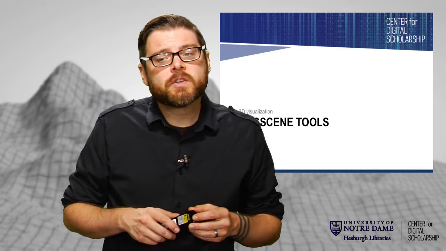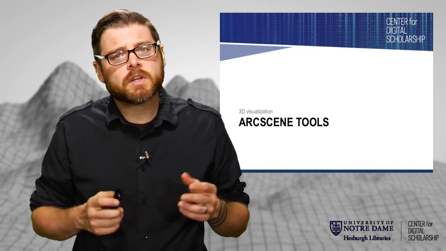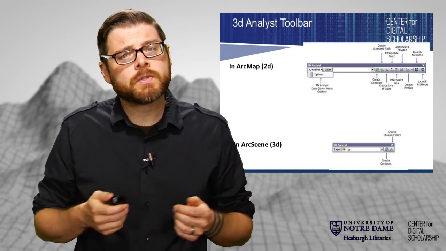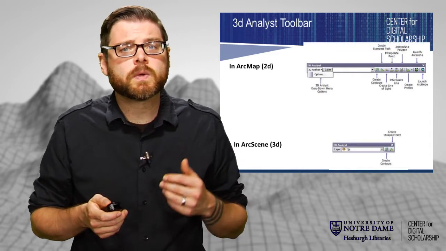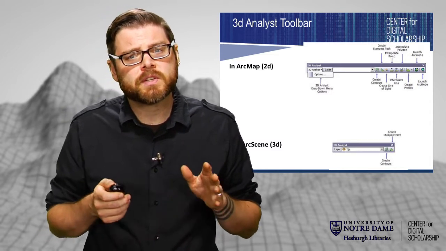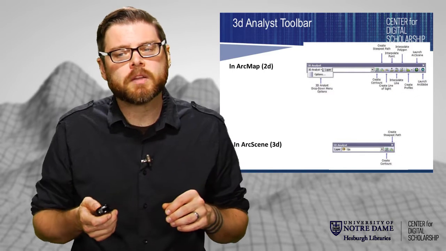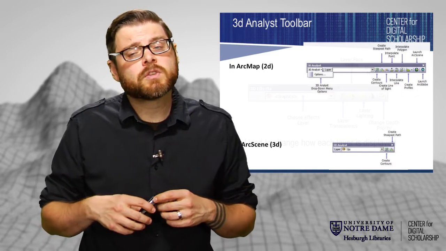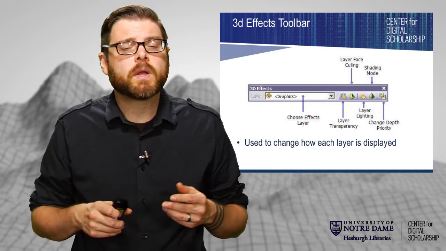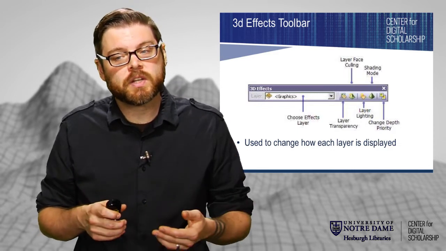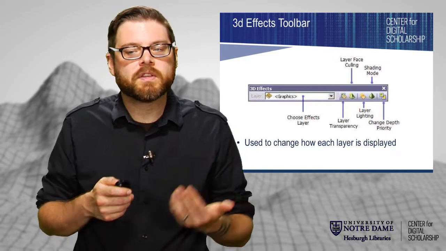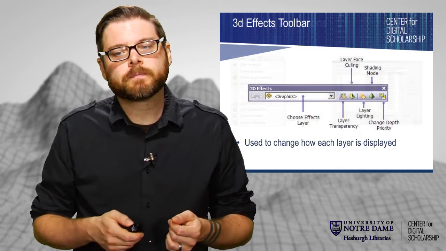Now, when we're dealing with the visualization tools in ArcScene, there's a couple of other toolbars that we'll experiment with a little bit. We can do some of our 3D analyst tools. We can do some of our spatial analyst tools. We can do a little bit of vector editing in there. But I encourage you to do these things in the 2-dimensional version because it's much, much more streamlined. There are some other effects that we might want to work with. We can change how each layer is displayed. We can change whether or not it's being shown as transparent, how it's being lit, whether the light is actually affecting it, what the depth priority of particular layers are.